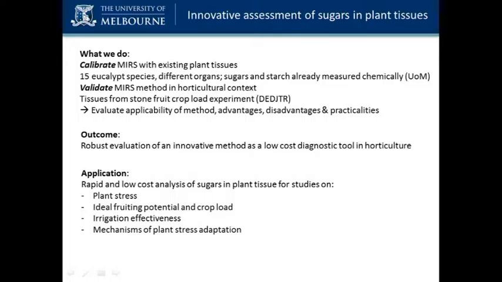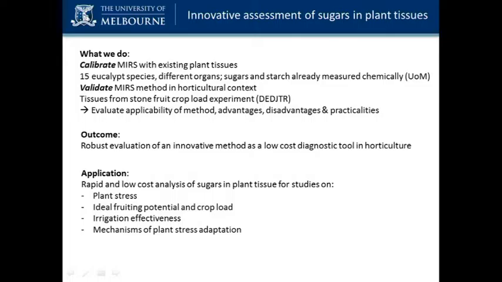So what we will do is calibrate the MIRS instrument that we have, either at Dookie or at MacLeod or at the University of Melbourne in Creswick, with material that we have already analyzed for sugars from an experiment that we run with different eucalypt species, actually here at the Dookie campus of the University of Melbourne. We've grown 20 different eucalypt species, we've harvested them, took root samples, stem samples, leaf samples, and branch samples, and they're already analyzed for their sugar concentrations and starch concentrations.